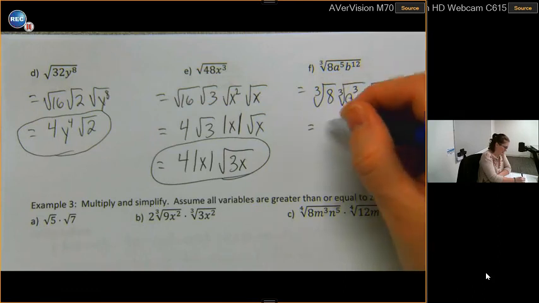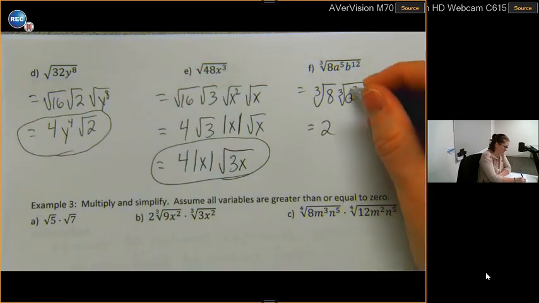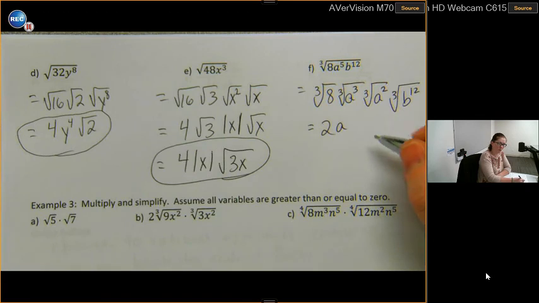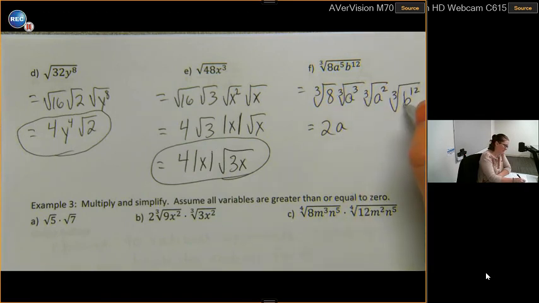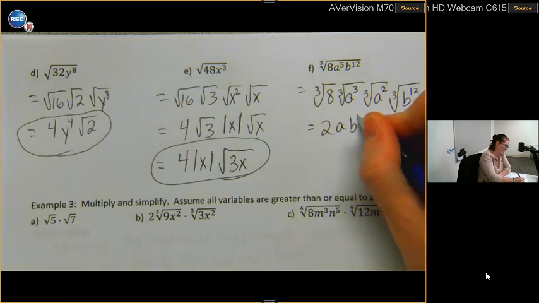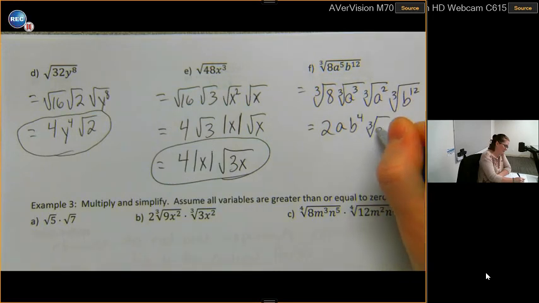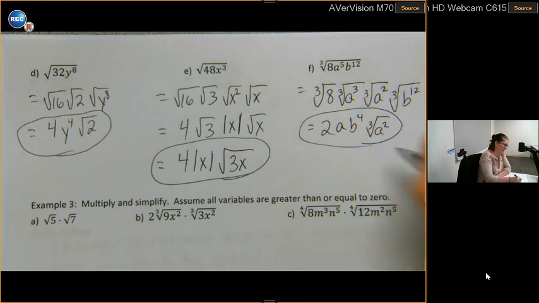So now I have 2a, no absolute value needed because it's an odd index. And then I have b to the 4th cube root of a squared. And we do have a few more problems to work out, but we'll do that in the next video.